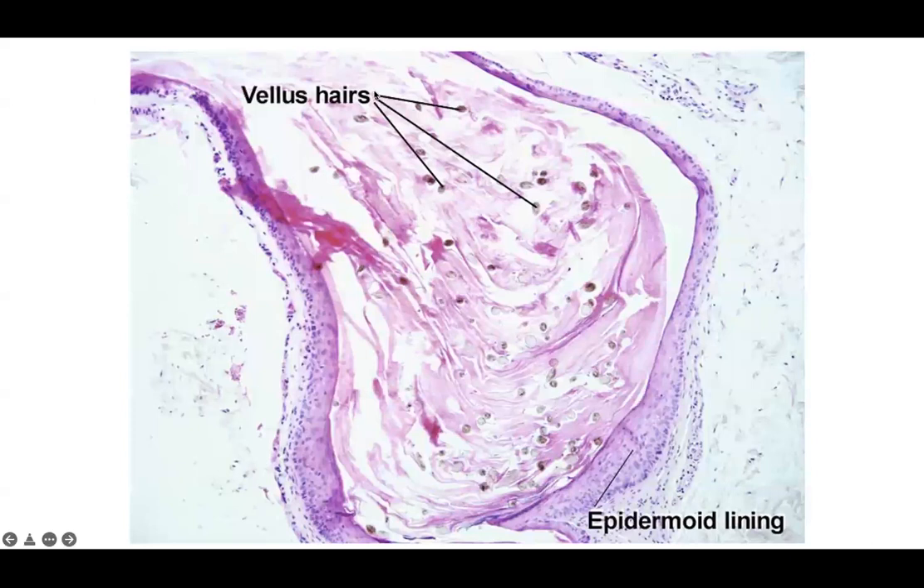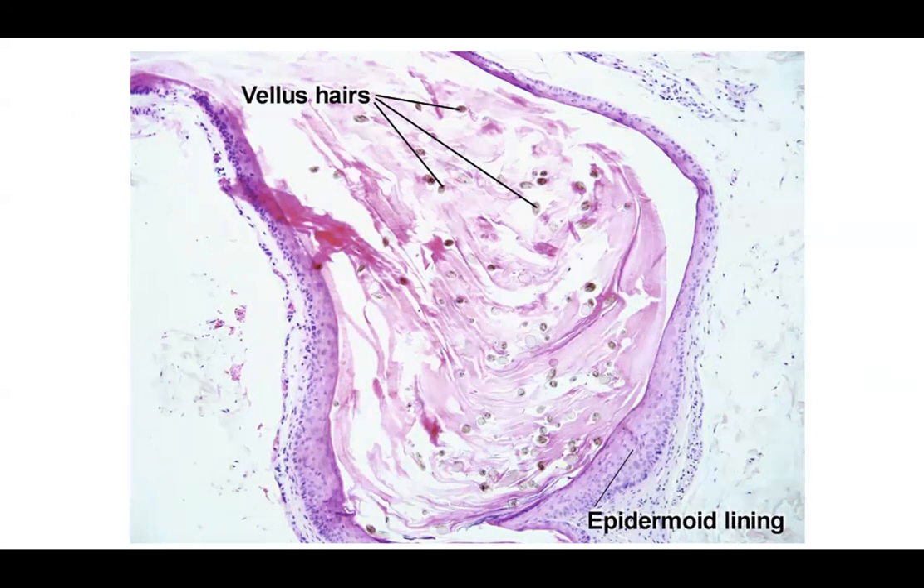On histology, you'll see multiple hair shafts all twisted up and intertwined within keratin in the lumen of that cyst. So it looks like an epidermoid cyst or epidermal inclusion cyst on the outer part. The key is what you're seeing on the inside that's going to allow you to make that diagnosis.